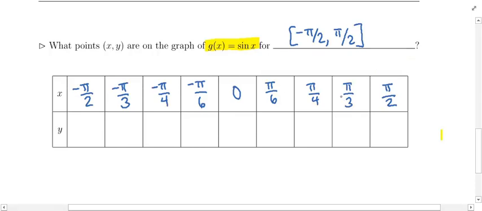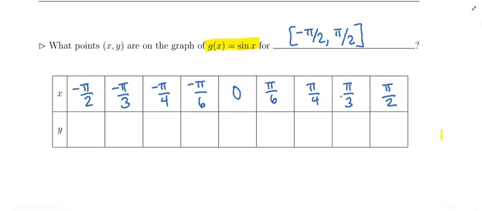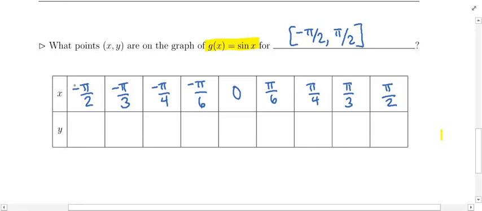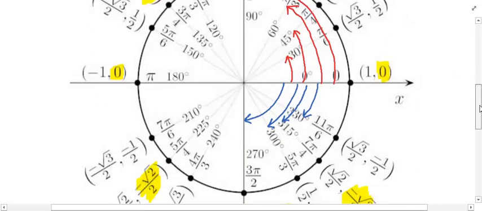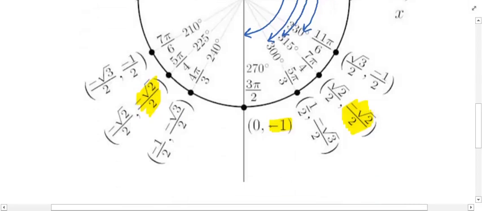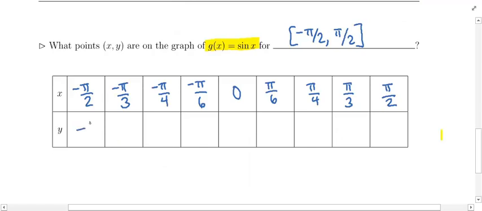Now the y coordinate: we're going to go back and fill that in. This is going to be the sine of each angle. For example, if I start here at negative pi over 2, that's the input. The output, or the y value, is going to be the sine of negative pi over 2. If I look at negative pi over 2, what is its sine? Well, the y coordinate. So it's going to be negative 1. I'm going to do that for each of these.